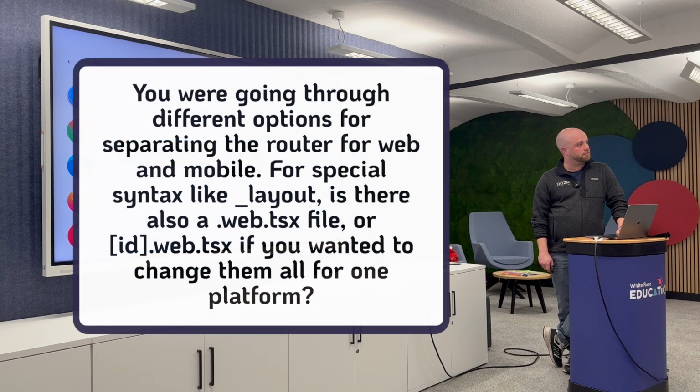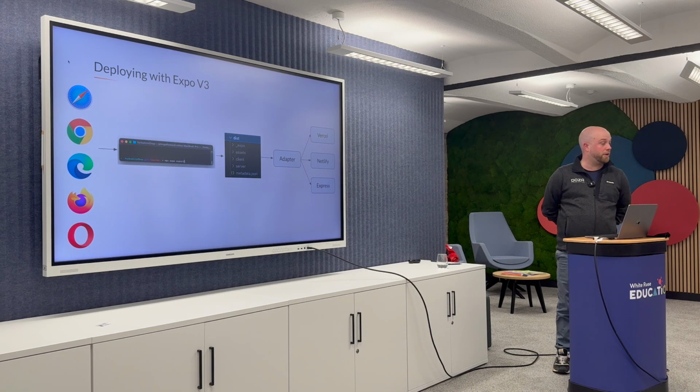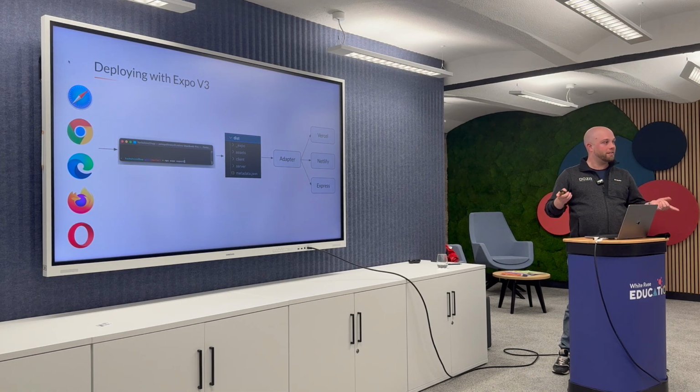You were going through different options for separating your routing for web and mobile. The special syntax, like if you've got underscore layout, is it also .web.tsx, or square brackets id.web.tsx if you wanted to change all of them for one platform, or does it not support it on those special ones? So for the brackets ID, yes. You could have brackets ID.native and brackets ID.web. Layout, probably not, because you might end up building platform-specific routes and it not bundling it correctly.